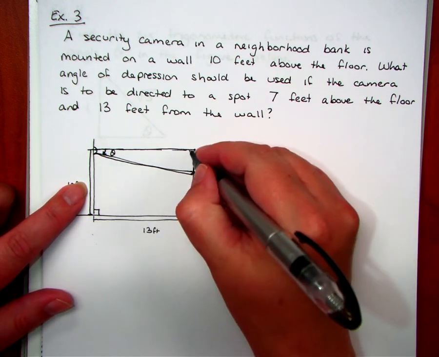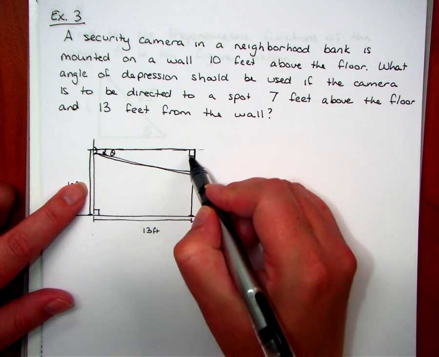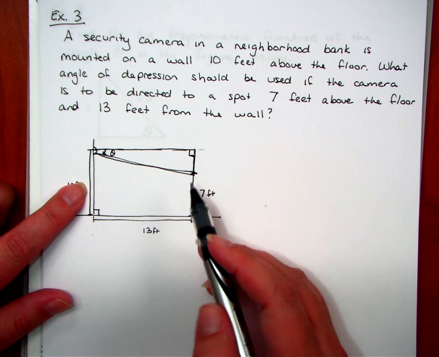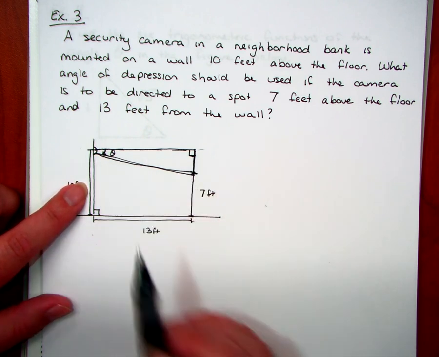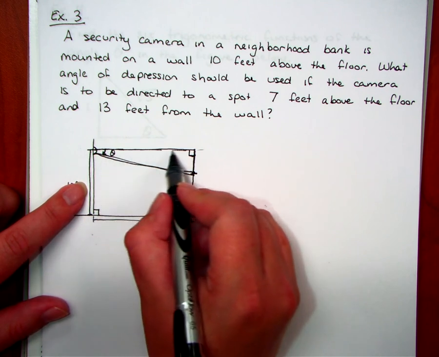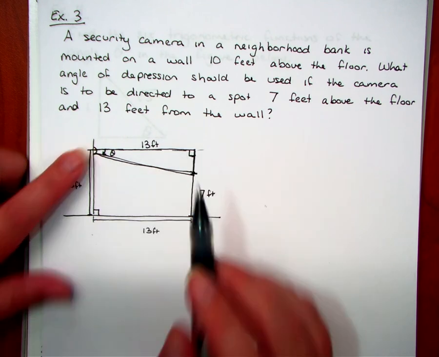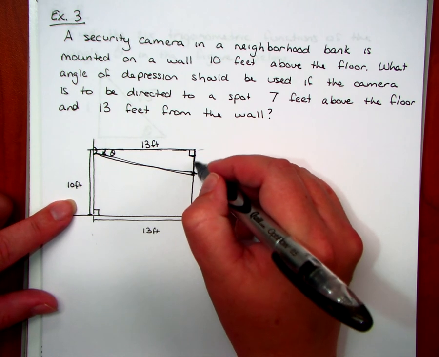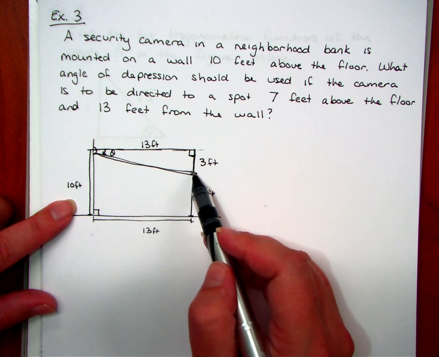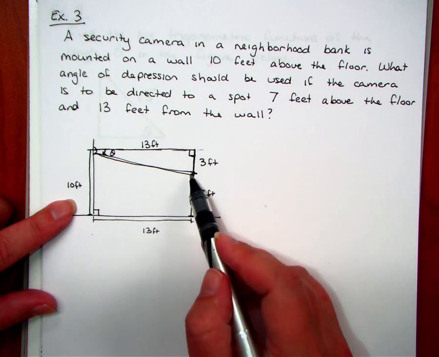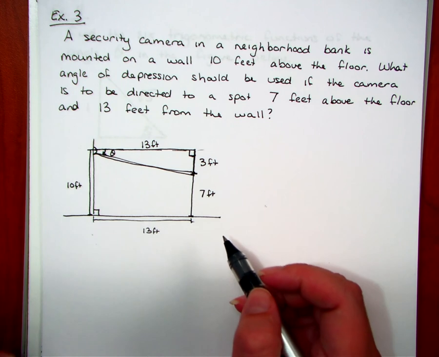Because this upper triangle has a vertical and a horizontal line too, this is a 90-degree angle. Right? So in this upper triangle here, I know that this horizontal distance is 13 feet because it's 13 feet out. I know this shorter distance here is 3 feet, and the way we know that is because it's 7 feet up. The camera was 10 feet up, so 10 minus 7 is 3.